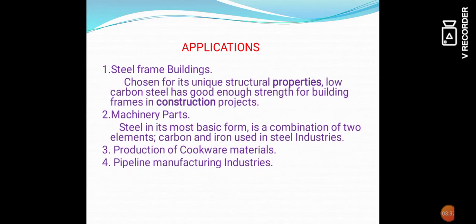Now let us see the various applications of low carbon steels. First, they are used for the manufacturing of steel frames for buildings. They are chosen for their unique structural properties. Low carbon steel has good enough strength for building frames in construction projects. Second application, machinery parts. Steel in its most basic form is a combination of two elements, carbon and iron, used in most of the steel industries.